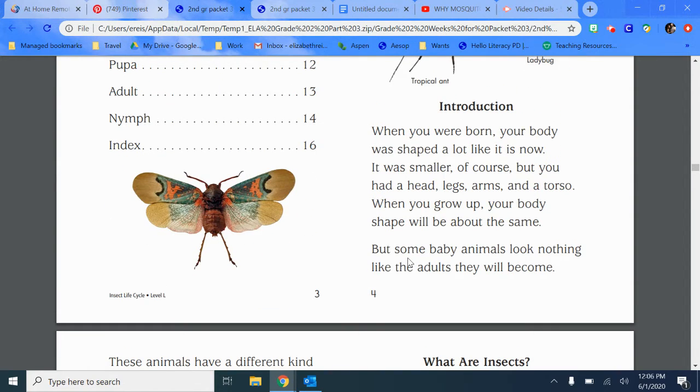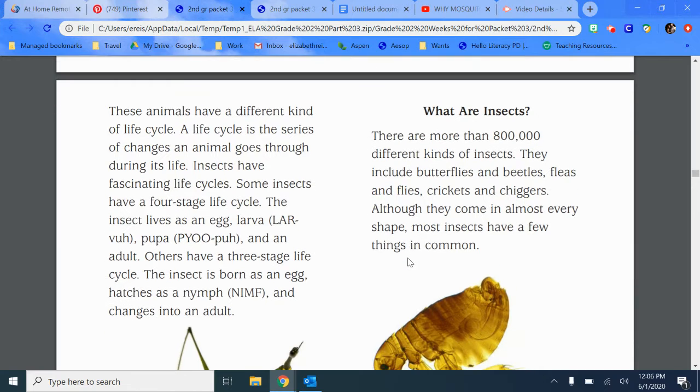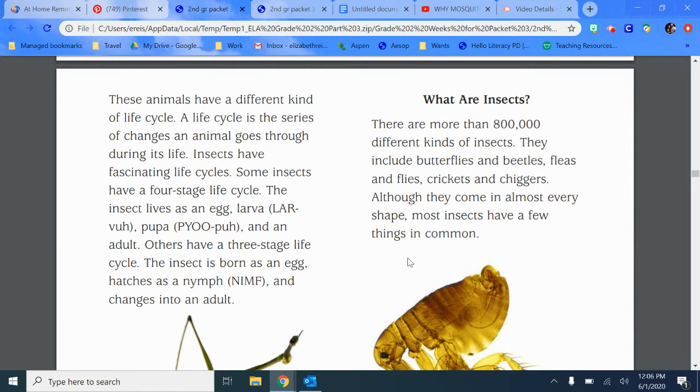When you were born, your body was shaped a lot like it is now. It was smaller, of course, but you had a head, legs, arms, and a torso. When you grow up, your body shape will be about the same. But some baby animals look nothing like the adults they will become. These animals have a different kind of life cycle. A life cycle is the series of changes an animal goes through during its life. Insects have fascinating life cycles. Some insects have a 4-stage life cycle. The insect lives as an egg, larva, pupa, and an adult.